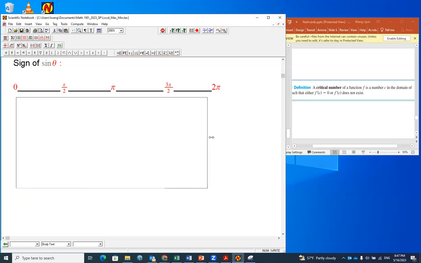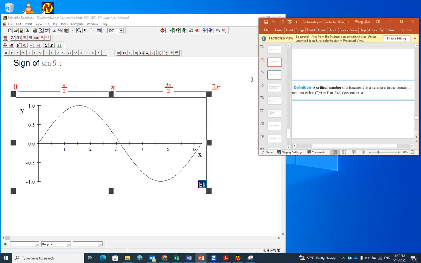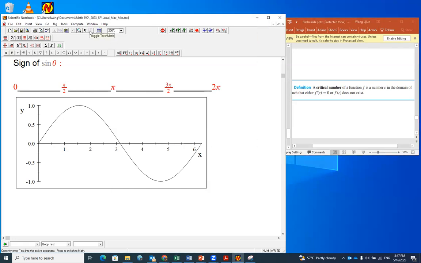If we stretch the curve to a comparable length, they have a correspondence. So this is 0, and this is 1. You understand that. So in terms of the sign of sine theta, here we're going to mark the sign. In the first quadrant it is positive. In the second quadrant, all of these are positive. At pi, of course, that's 0. And all of these are negative. And of course, here is 0. If you need to pause to review your trigonometry, feel free to do that.